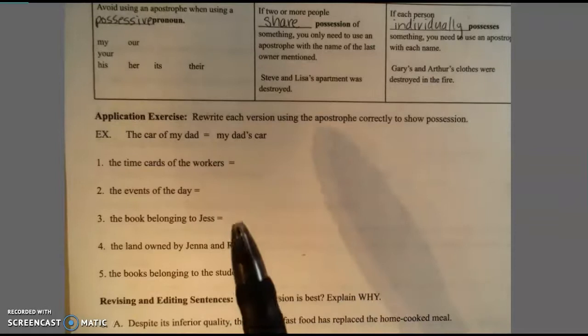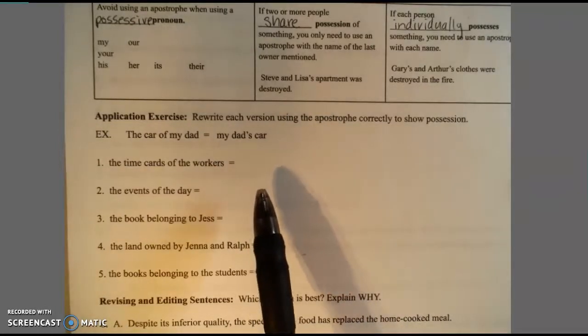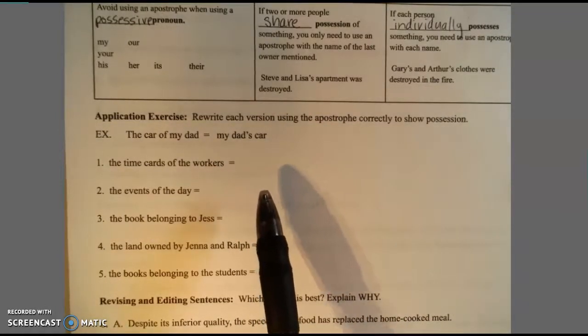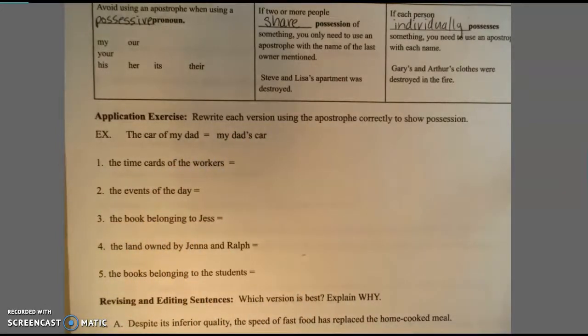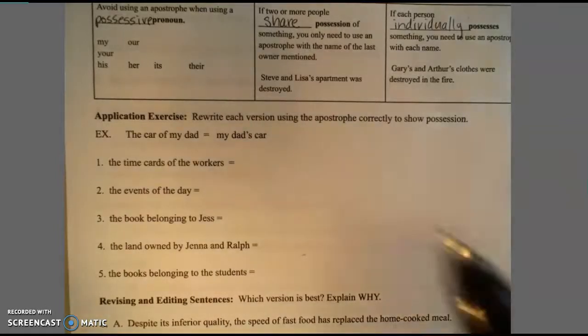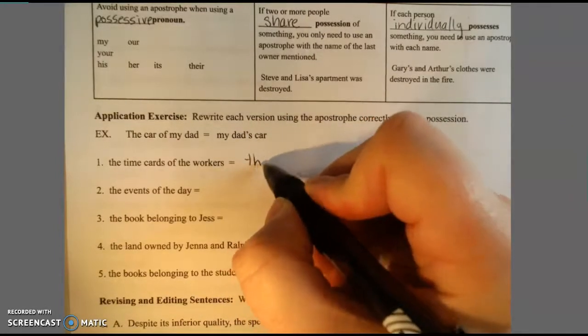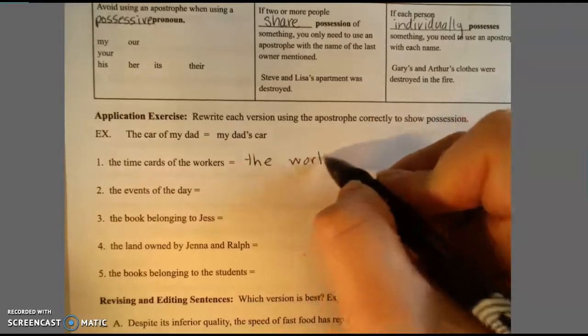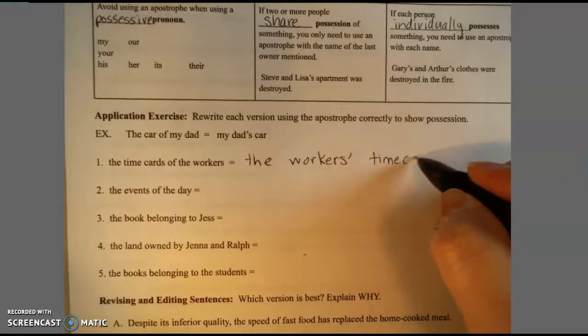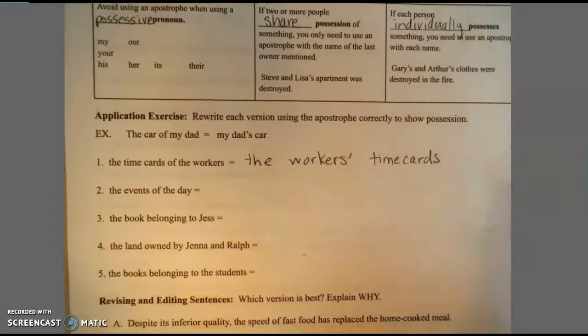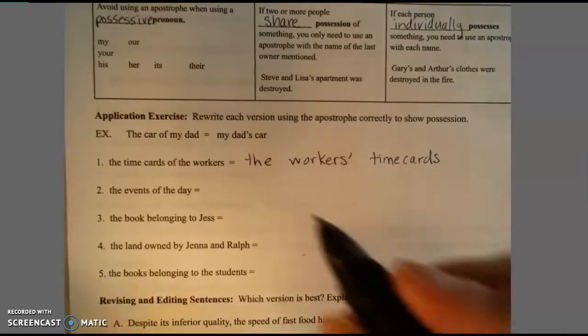The first one, we just need to create possessive phrases. So in this case, we have the time cards of the workers. Workers is plural, so is time cards. So it's going to become the workers' time cards. Plural workers, S apostrophe.